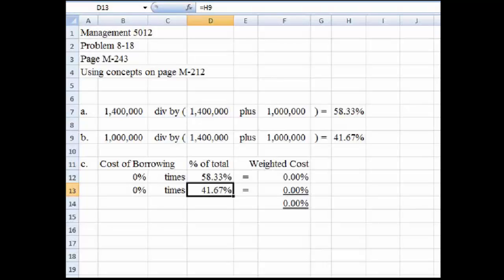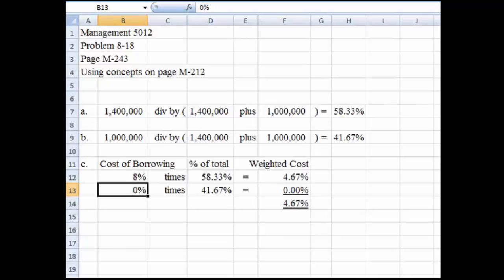All that's needed to be done to finish this requirement is to enter the percentages for financing that the book provides. The book indicates 8% for debt financing, so 8% goes into the cell just below the cost of borrowing to the left of the 58.33%. The calculation indicates that the weighted cost for debt financing is 4.67%. That is being calculated by multiplying the 8% times the 58.33%.